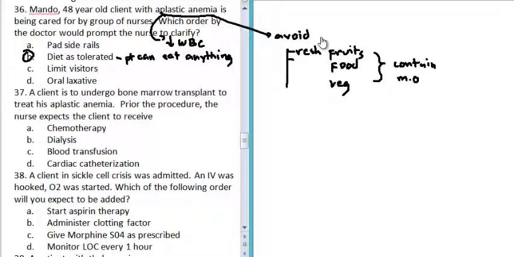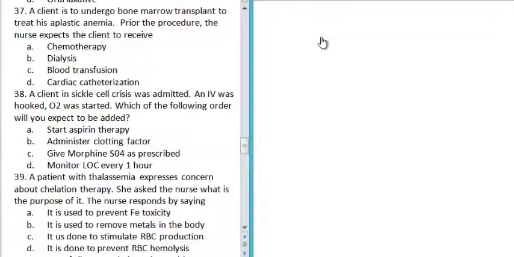Next. Number 37. A client is to undergo bone marrow transplant to treat his aplastic anemia. Prior to the procedure, the nurse expects the client to receive what? The patient is to undergo bone marrow transplant. The doctor will try to eradicate your remaining bone marrow so that there will be a space for the new bone marrow. And for the doctor to be able to eradicate your remaining bone marrow, the patient will undergo chemotherapy.